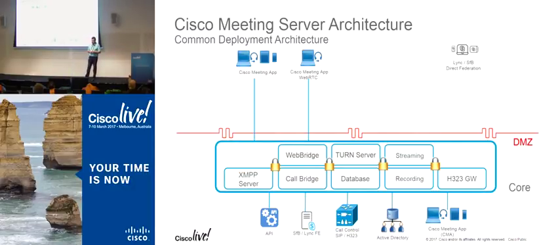In this case, we've got the XMPP server for the WebRTC and the Cisco meeting apps, the web bridge for our WebRTC interface, the call bridge, as I mentioned before, that's our conferencing, the turn server to provide traversal services, recording and streaming and so forth. Can anyone tell me why this wouldn't be a great solution in a corporate environment?